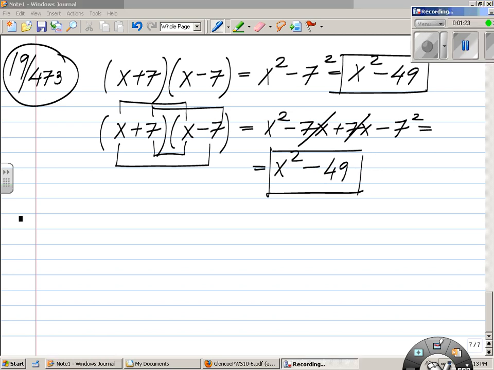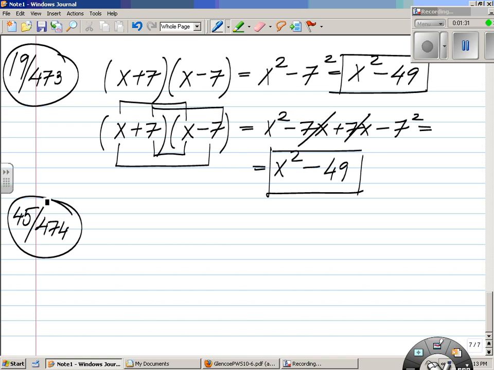Number 45, page 474, will be on your homework tonight. Solve by factoring. 45 gives you a trinomial, x squared plus 2x minus 15 equals 0.